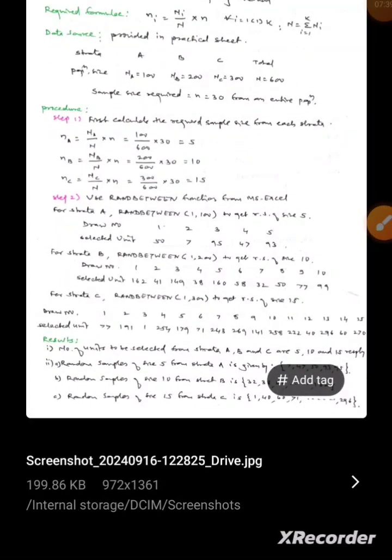The first one is 77. The next one is 191. See, this is 77, 191, 1, 254, 179 and the 14th value is 60. Likewise, I am getting 15 observations. These are the 15 random samples.